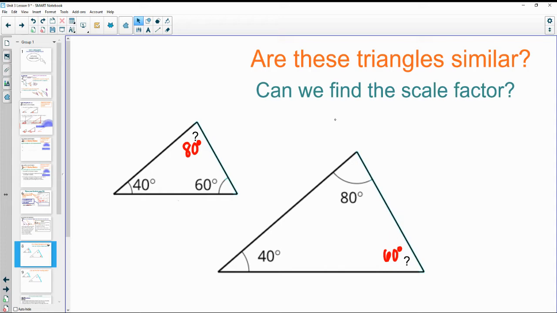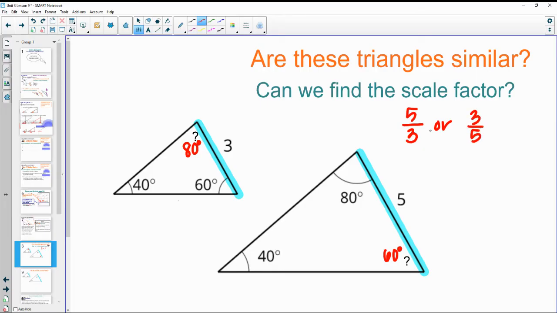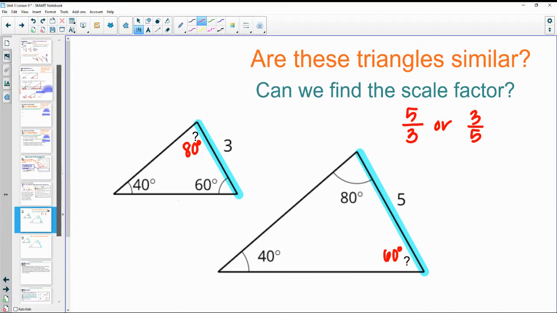So what if we wanted to find the scale factor? Can we find the scale factor? You can't find the scale factor when you just have the angle. The scale factor requires some side lengths, and it requires corresponding side lengths. So if we wanted to do the scale factor from the little one to the big one, that would be 5/3. Or if we were taking the big one to the little one, that would be 3/5. It depends on which way they're asking you to do the scale factor.